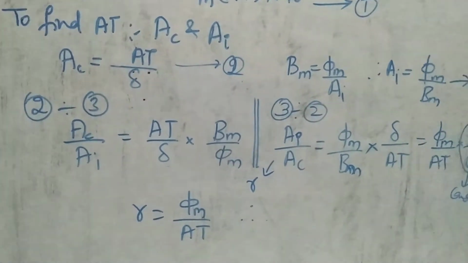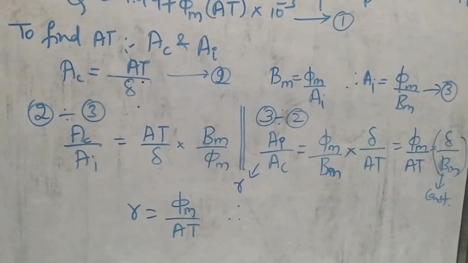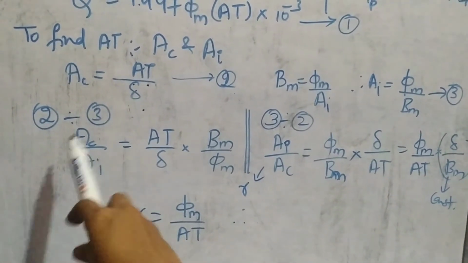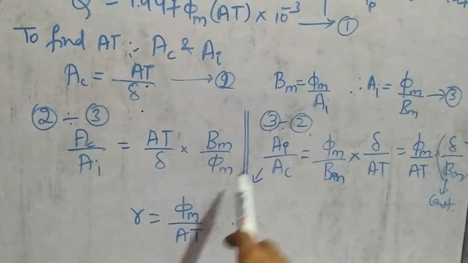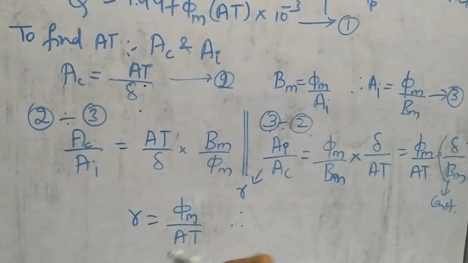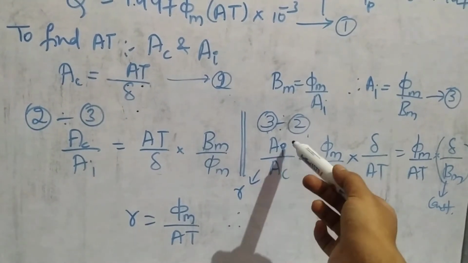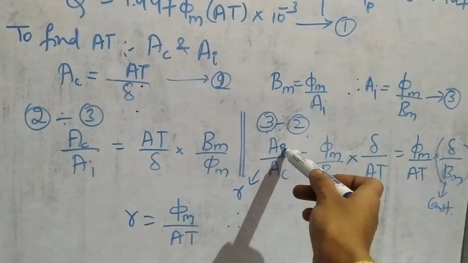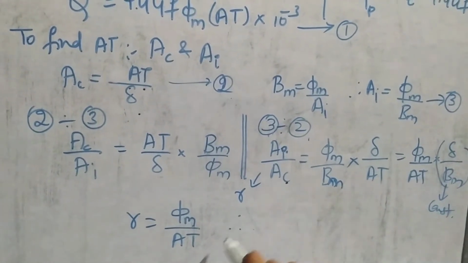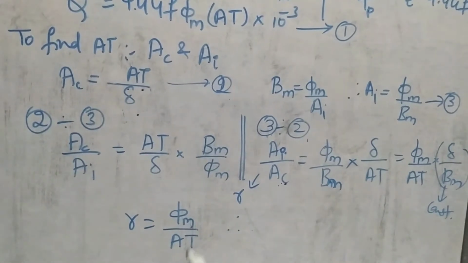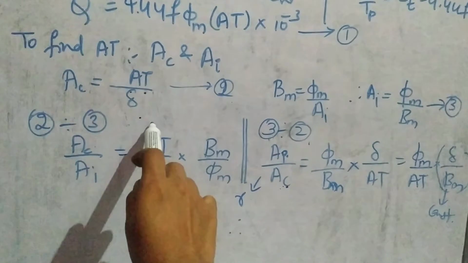Therefore, because here we are considering again delta by flux density, make sure that you divide only equation 3 by 2, not 2 by 3. Okay, 3 by 2. Because in this one, the R parameter, we have taken a ratio of the area of the iron to the area of the copper. So that is why we are taking this simplification, not this one.